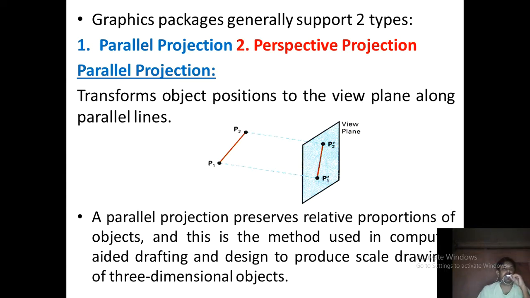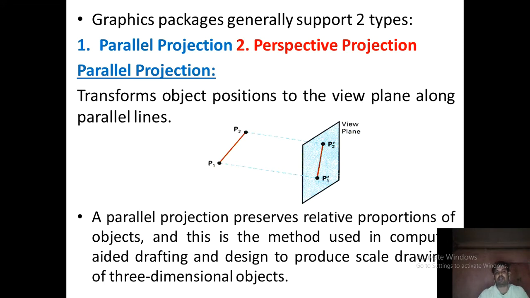Parallel projection transfers object positions to the view plane along parallel lines. Whatever the object is, you transfer it along parallel lines. For example, you want to project this object on your monitor. You transfer it along parallel lines, and wherever those lines strike your monitor, which is the projection plane, you draw that. That is parallel projection.